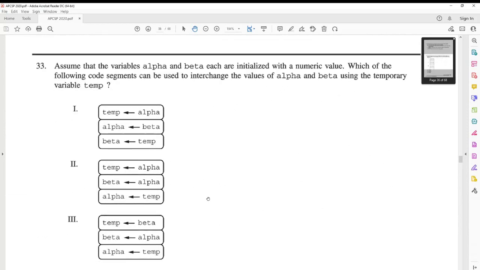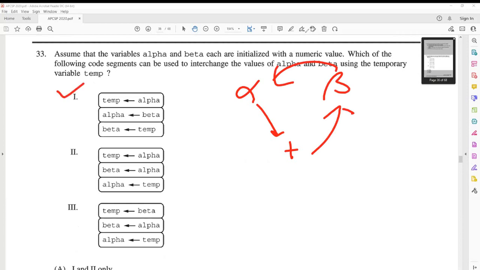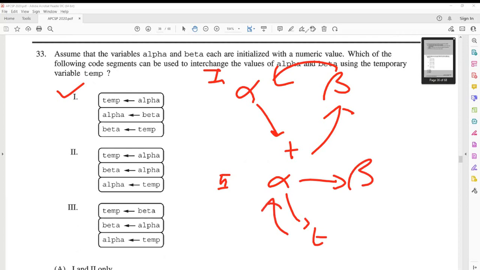Okay, 33 has two variables. Which of the following calls can swap them using the temporary data? Okay, so let's see. Alpha to temp, beta to alpha, temp to beta. Yes, that's the first one. Second one, alpha to temp, alpha to beta, temp to alpha. No, wrong.